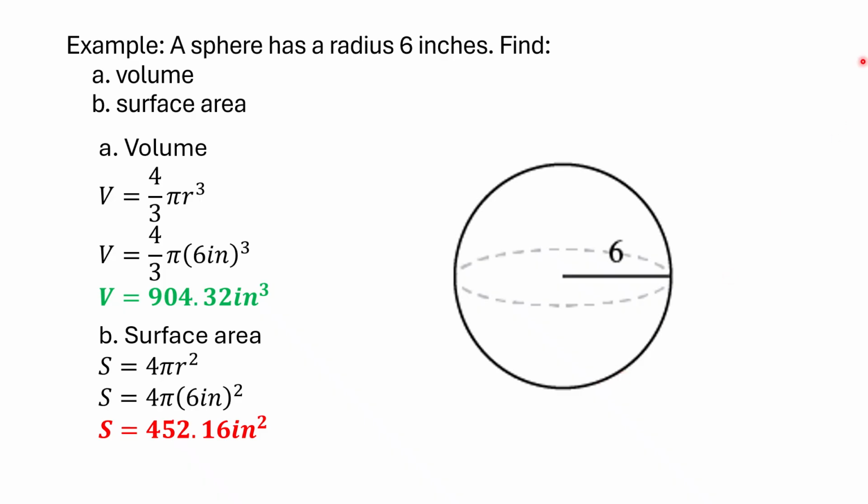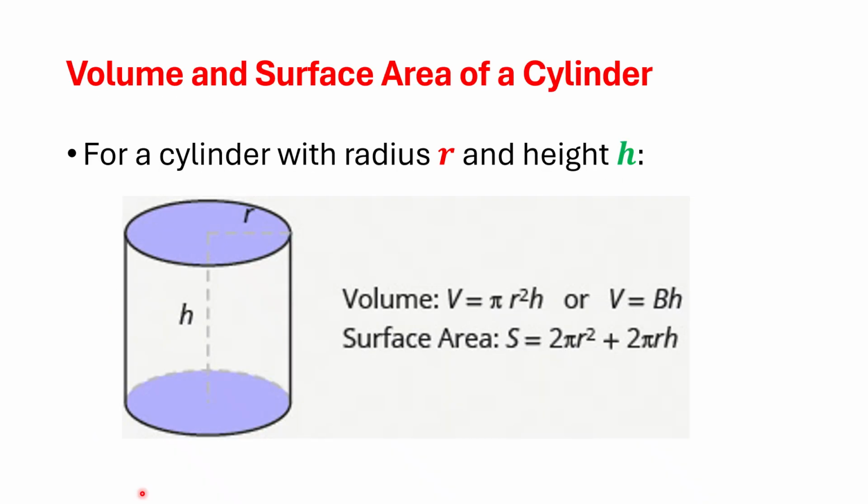And now let's move to the volume and surface area of a cylinder. Okay, for a cylinder, it looks like this. This is the illustration of our cylinder. For a cylinder with radius r and height h, the following are the formulas. For the volume, we have pi r squared h, or V, the volume, equal to Bh. B is the base, so the area of the base multiplied by the height. So that's the volume of the cylinder.